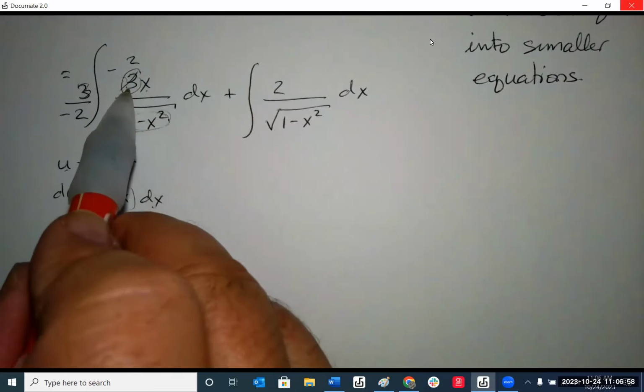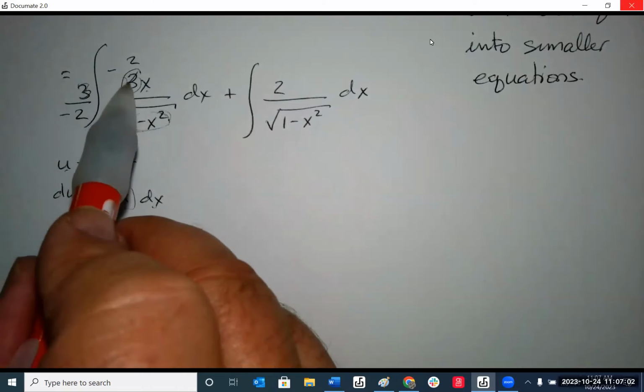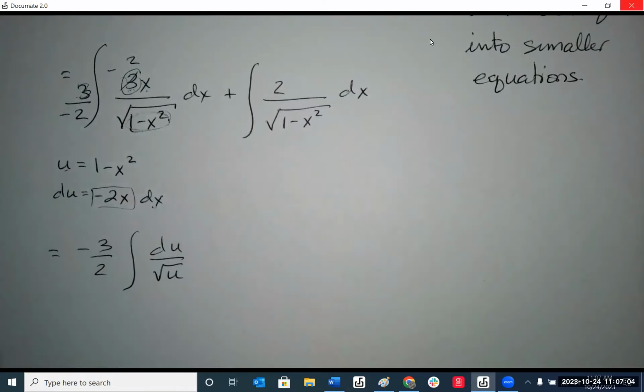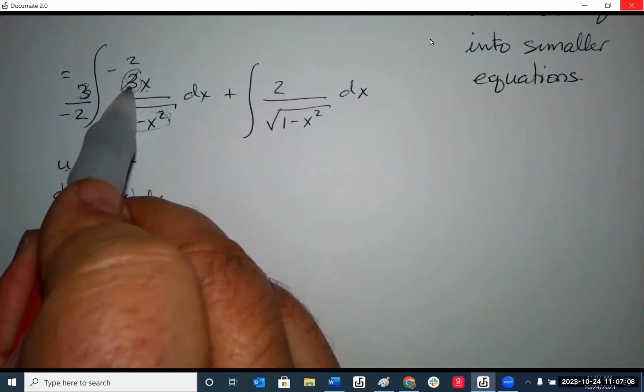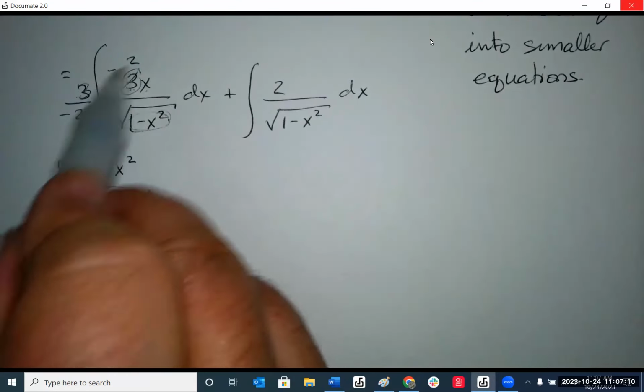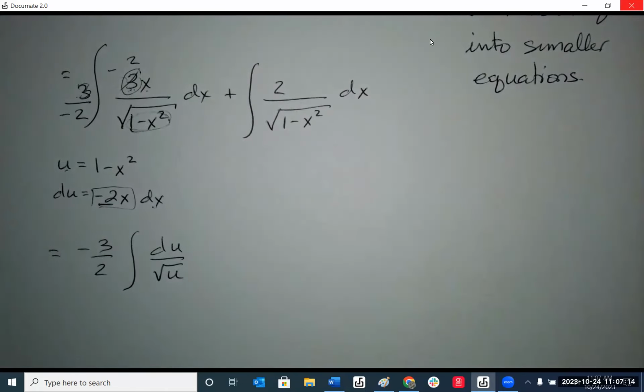Did everybody see what I did? Since this 3 didn't do anything for my function, it's a constant. I took it outside. Since I needed a -2 in front, I could put a -2 in front, but I also have to divide it out in front because they cancel. And then for this one, I just take the integral of this.